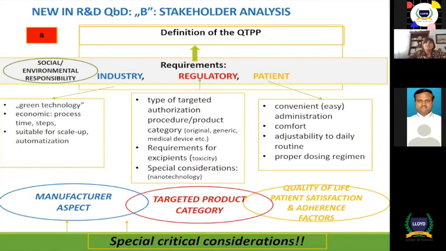Deciding what category we want to run for is very important. It's a part of setting up the quality target product profile, the regulatory category. Then we set up the requirements for the excipients, toxicity, hazard, evaluation. Here, many nanomedical medicines, nano everywhere, but it's very important to evaluate the accumulation, the toxicity aspect, everything.